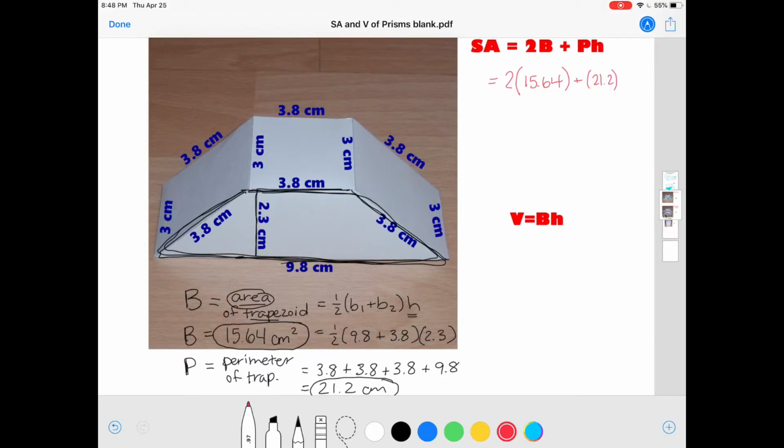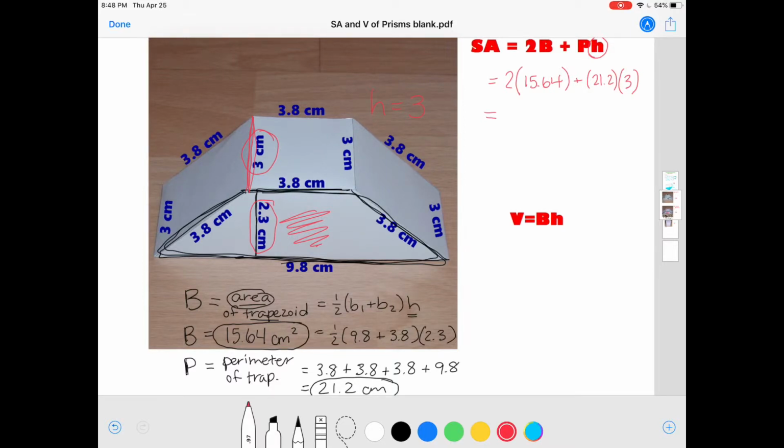All right, let's talk H. In this formula, the height of the prism, as if it were standing up on its base shape, is the distance between the 2 base shapes. And so that 3 is the height of the prism. The 2.3 was the height of the trapezoid. The 3 is the height of the prism. I know that's a little confusing. We'll get used to it. Let me type that in for you.